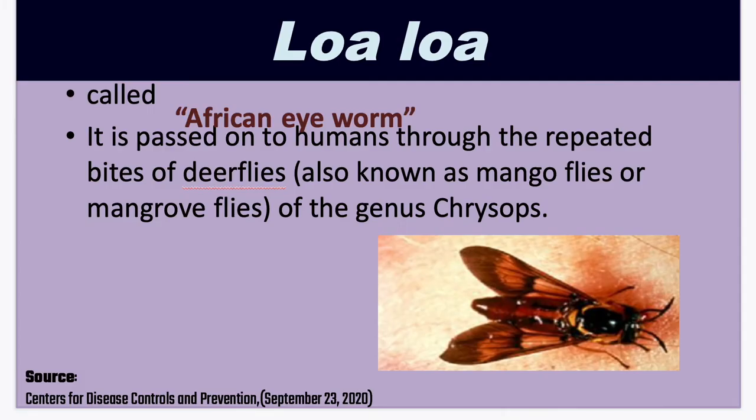Next is your Loa Loa. Your Loa Loa is also called the African eyeworm, and it is passed on to humans through the repeated bites of deer flies, which are also known as mango flies or mangrove flies of the genus Chrysops.